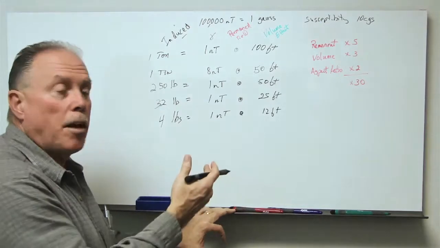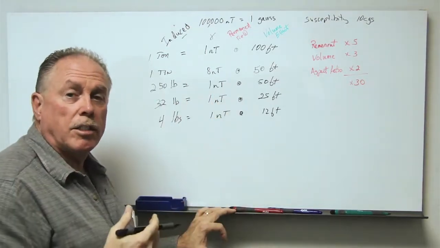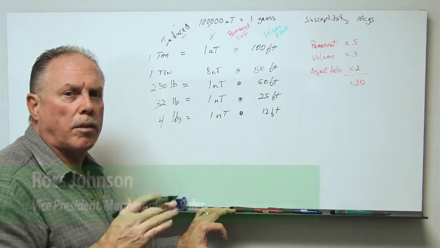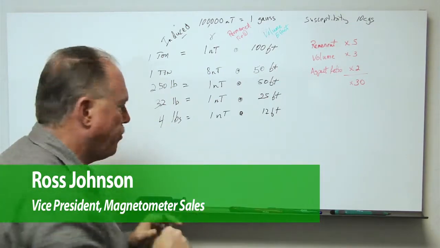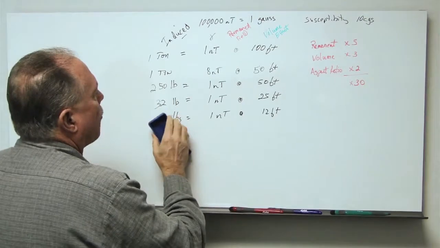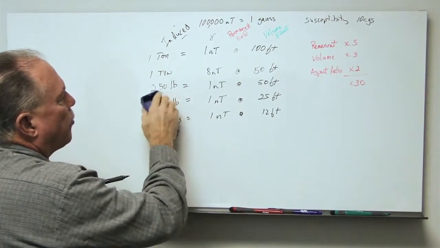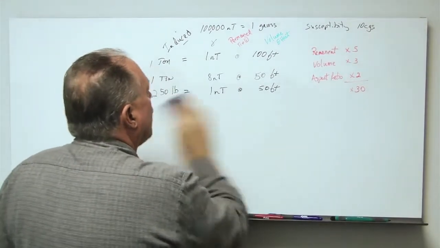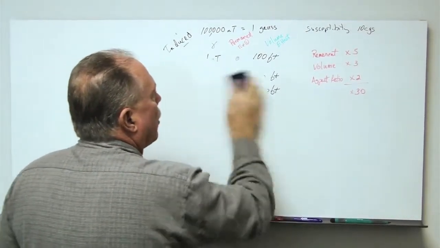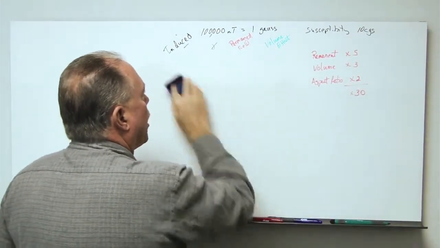So let's take an example of one of these targets and see how that would inform us about the survey lines, the shape of the actual grid. So let's say that we have a 250-pound object that we're looking for at 50 feet. I'm going to redraw that information here at the top.